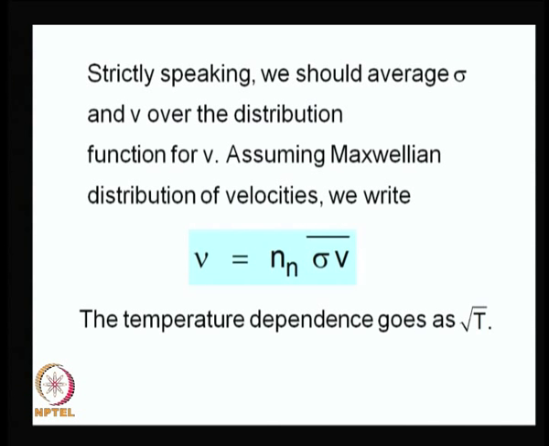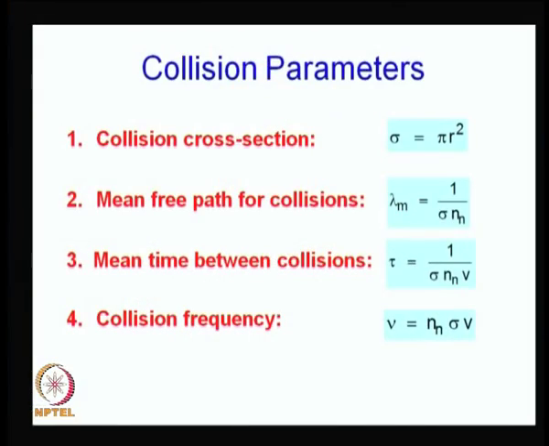So, strictly speaking, we should average both sigma and V over the distribution function for V. So, if we assume Maxwellian distribution of velocities, we can write nu is equal to Nn sigma V bar, where V bar and sigma are obtained from Maxwellian distribution. The temperature dependence of the collision frequency then goes as square root T, because sigma is a constant and V bar goes as square root T. To summarize the collision parameters, we have established 4 of them: the collision cross section, the mean free path for collisions in terms of sigma and Nn, mean time between collisions, and the collision frequency. We shall be using these parameters.